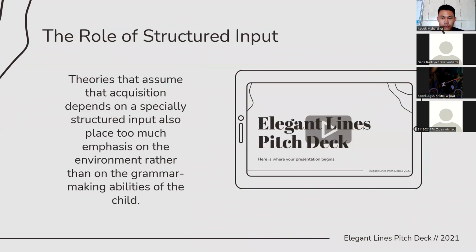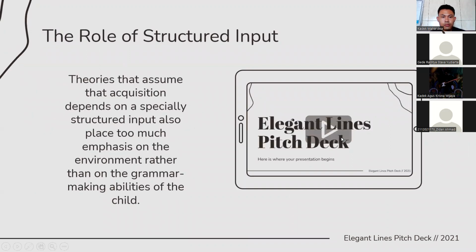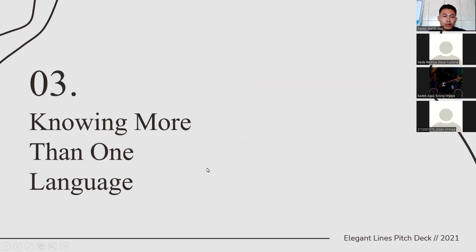Next is the role of structured input. Theories that assume that acquisition depends on specially structured input also place too much emphasis on the environment rather than on the grammar-making abilities of the child.